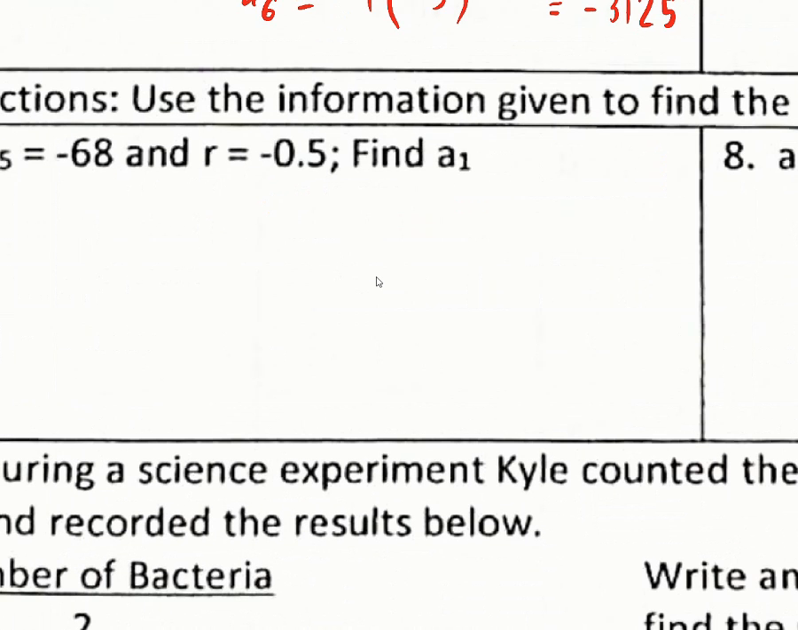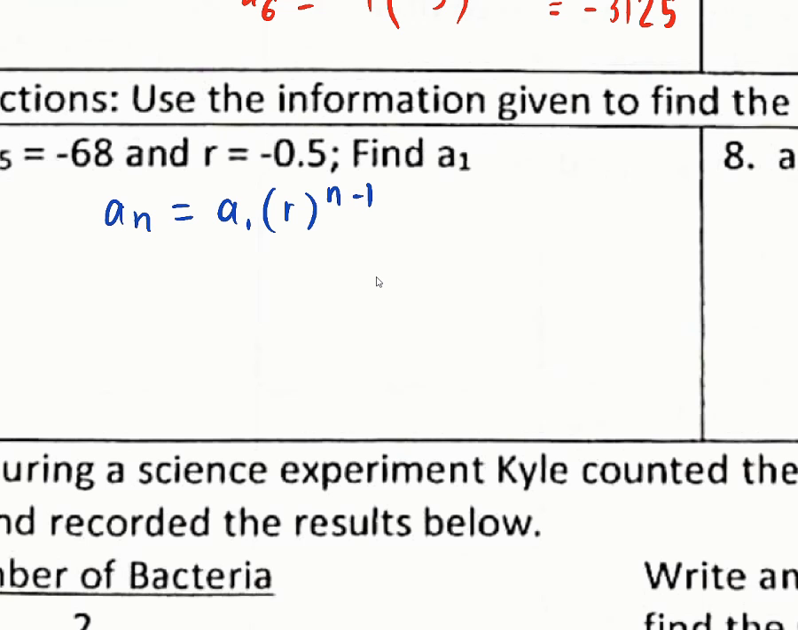Let's go to number 7. Sometimes with geometric sequences, they give you pieces of information and ask you to find something else. Like, for example, they give us a sub 5, and they give me r, and they want me to find a sub 1. So the beauty of the simplicity of this formula is we can just use it to find missing terms. So think about the formula: a sub n equals a sub 1 times r raised to the n minus 1 power.